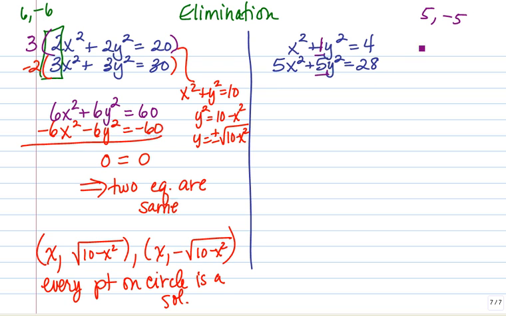The second equation already has our positive 5, so we need to get the first equation to have a negative 5 as its coefficient of y. Negative 5 divided by 1 is negative 5. So if we distribute through by negative 5, we would get the coefficient we need. That's negative 5x squared minus 5y squared is equal to negative 20. Our second equation remains unchanged.